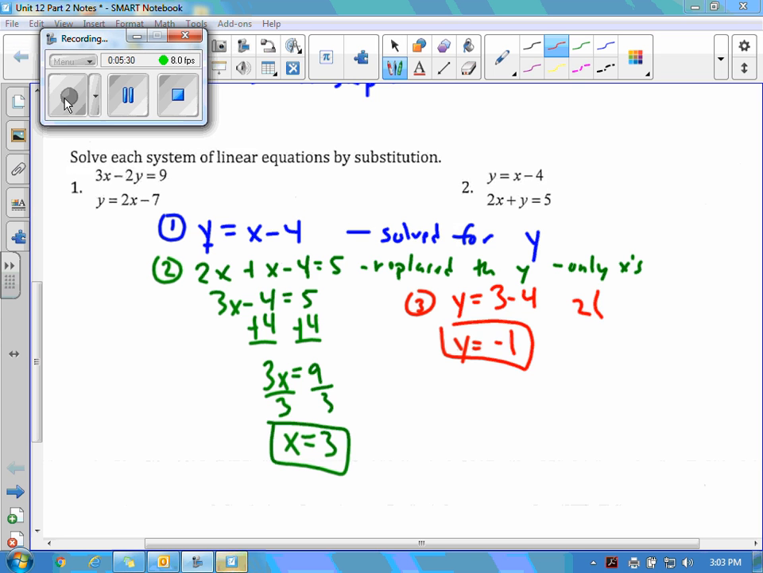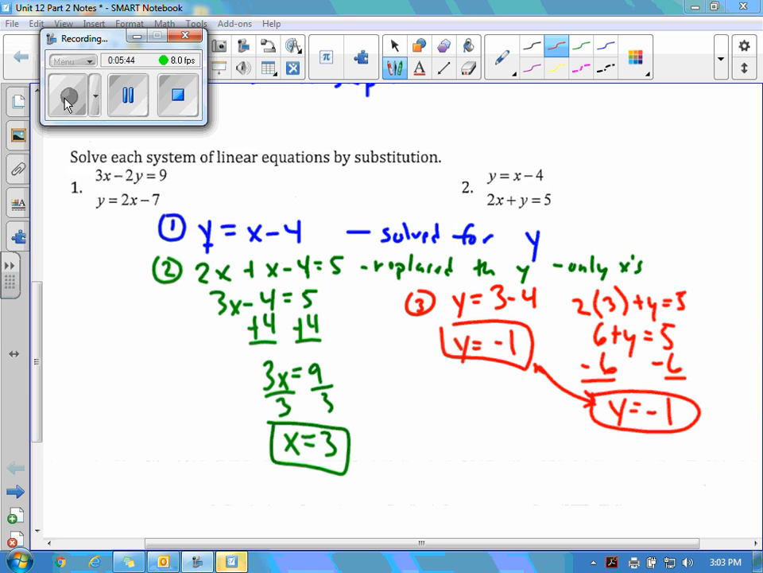So if you take the second equation, if I replace x with 3 and then solve for y, that'd be 6 plus y equals 5. Subtract 6 from both sides, and get y equals negative 1. So either way, y equals negative 1. Again, my answer needs to be an ordered pair. So my ordered pair is 3, negative 1. So that is my answer.